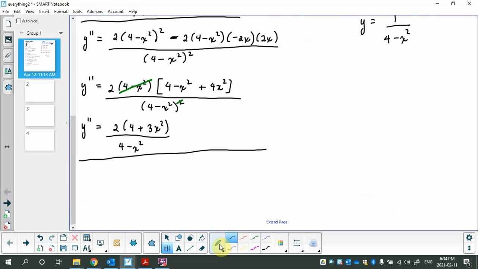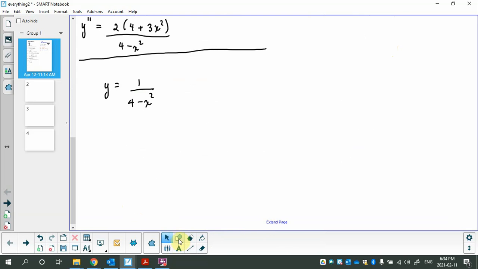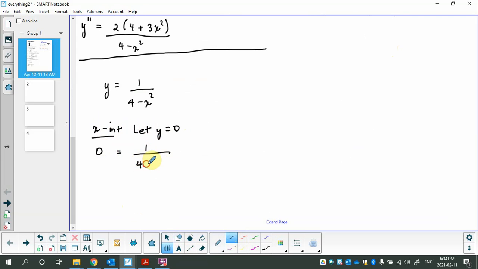So back to the old advanced functions drawing board. And this is why the labeling is so important. Tell me what you're finding, because there's a heck of a lot going on here. So let y equal 0. So that's 0 equals 1 over 4 minus x squared. I have a fraction on one side, so I'm going to put a fraction on the other, and then I'm going to cross multiply. So 1 equals 0. And I don't know about you, but 1 does not equal 0, so that means you have no x-intercepts.